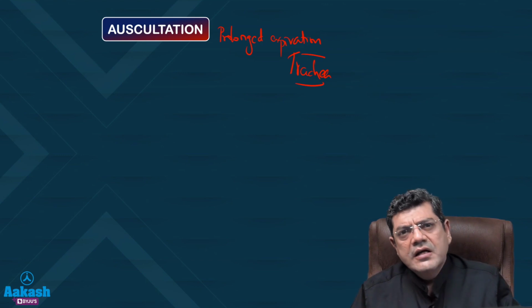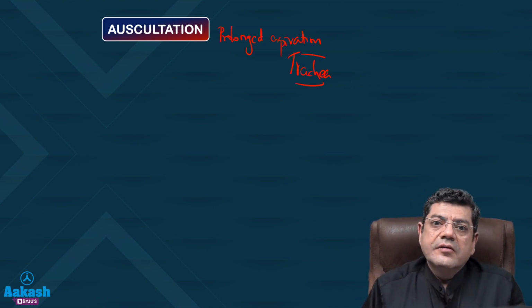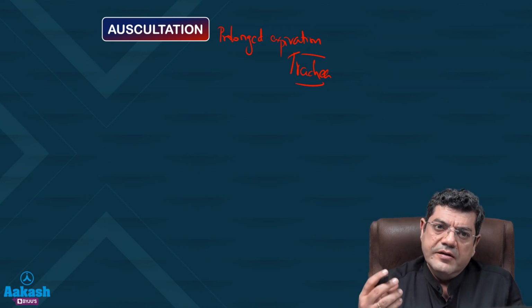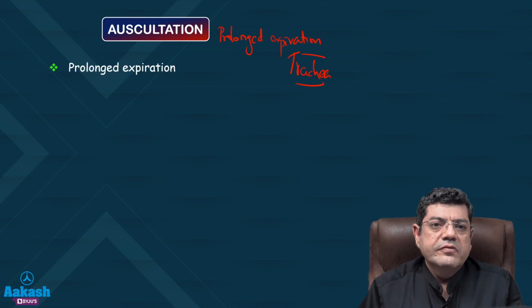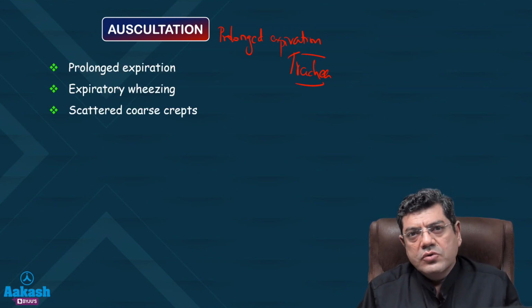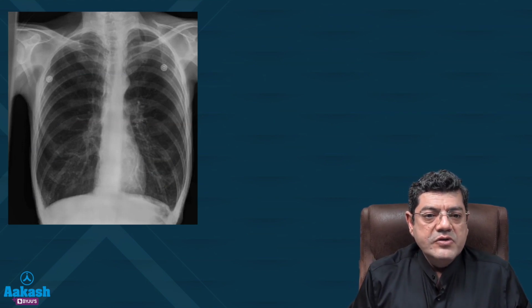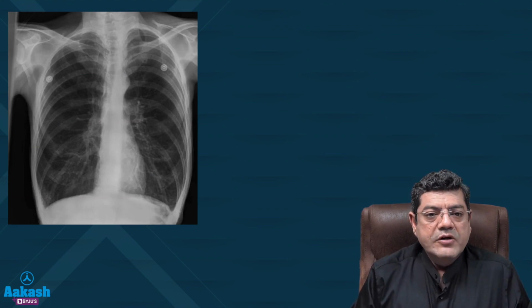You will hear scattered coarse crepitations in the lung because of multiple factors, because of secretions, because of repeated alveolar collapse and reinflation. You will hear scattered coarse crepitations. We go on to discuss the X-ray first, and this is the typical X-ray of uncomplicated COPD. Now what you see there is hyperinflation.